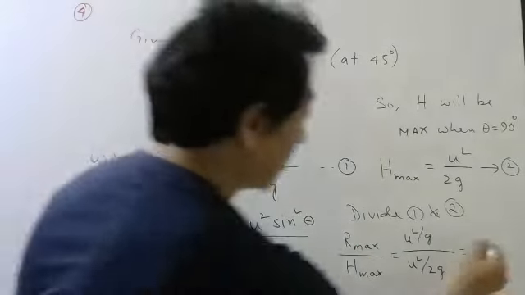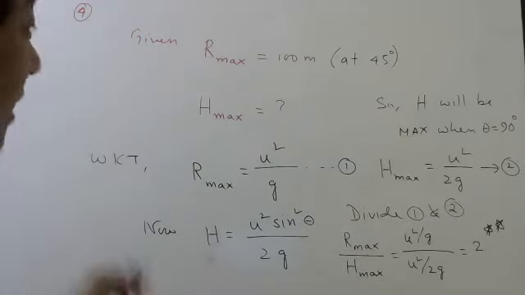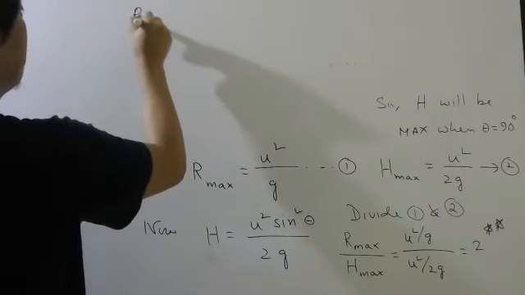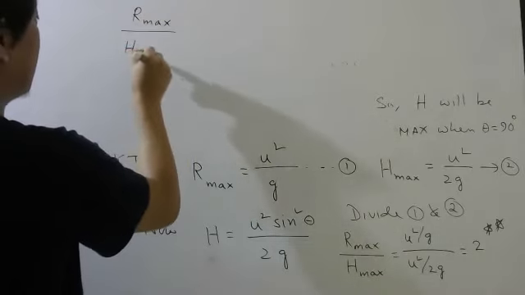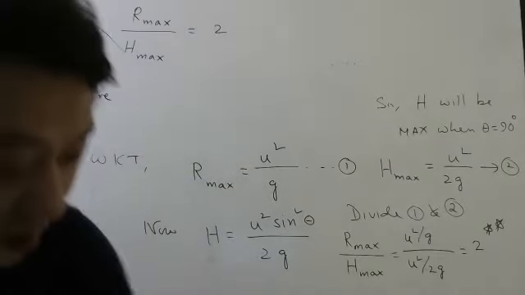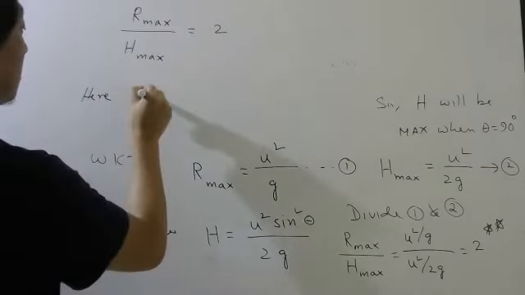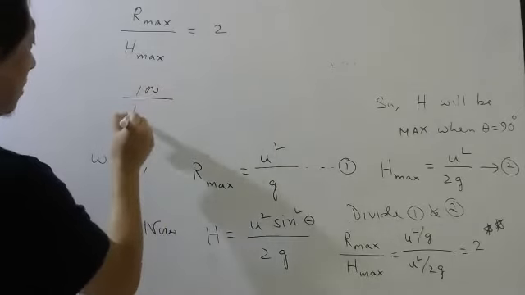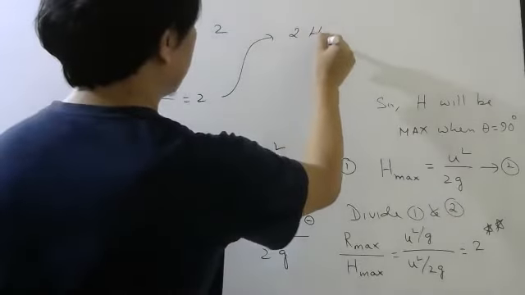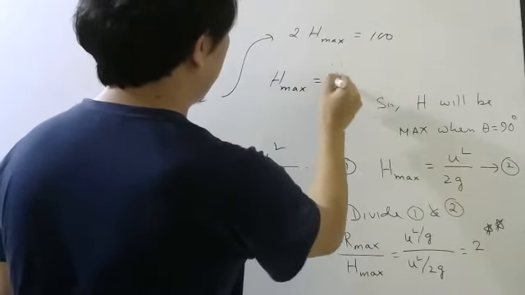So please remember, R maximum by height maximum is 2. Something very useful to remember for entrance exams. Otherwise also no problem, you can derive it very quickly. Here, what is the value of R maximum given? Up to how far he can throw horizontally? 100 meter. So here this is 100 meter. This we have to find. Cross multiply. So the maximum height that you can reach is 50 meter.